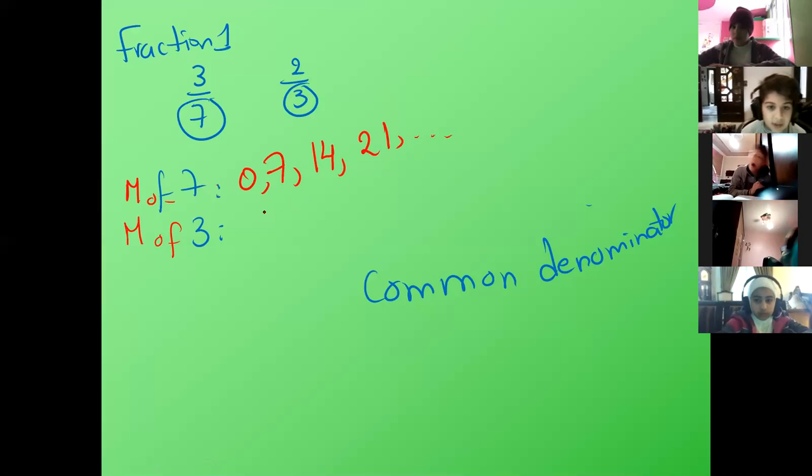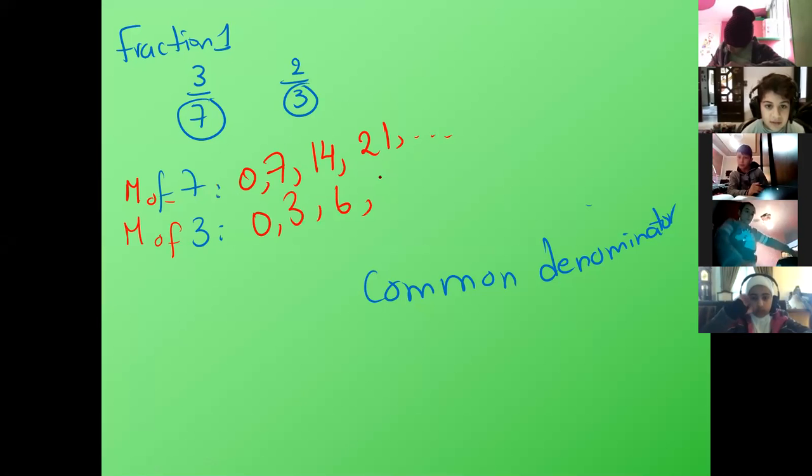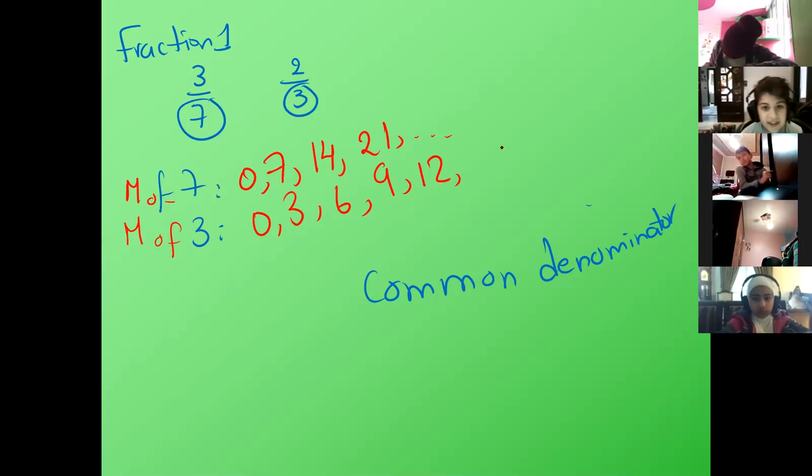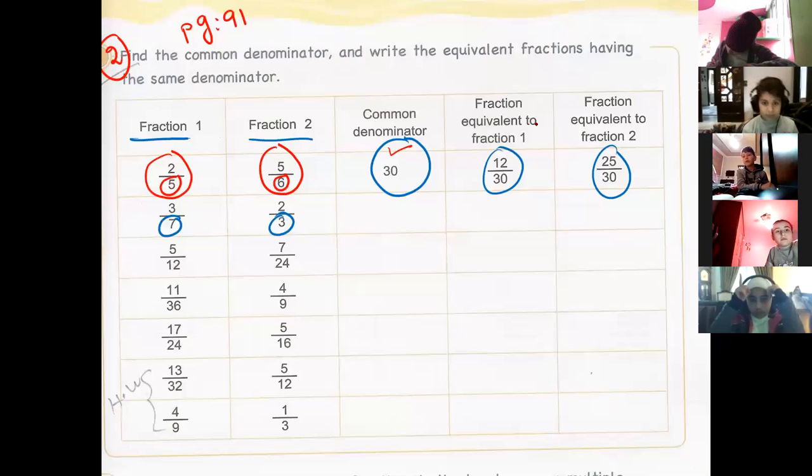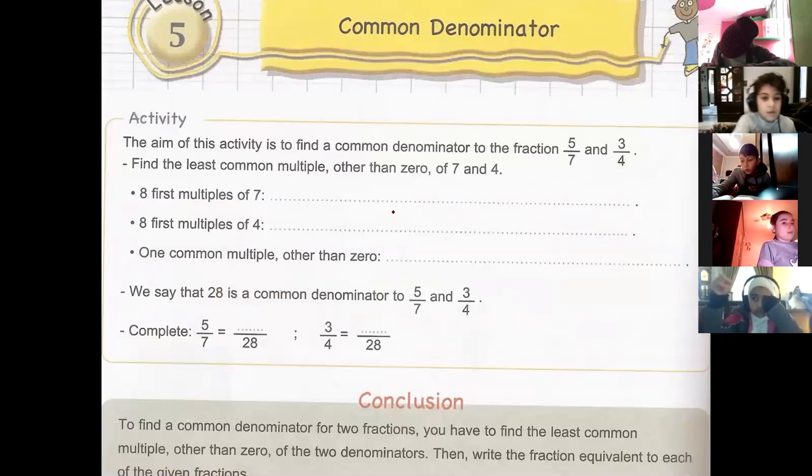That's table 3, Jawad. 0. 3. Continue. 6. 9. 12. 15. 18. 21. Did you see the first common multiple other than 0? Yes, 21. So what is the common denominator? 21. Excellent. So let's write here 21.